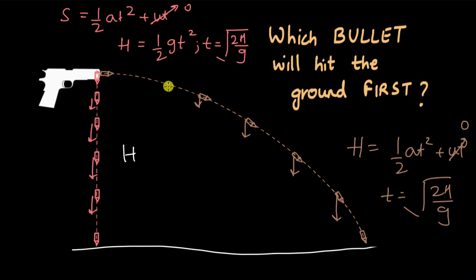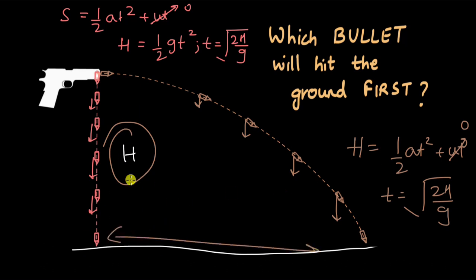And the time that it takes to reach the ground, the time that it takes to cover this height h, is only dependent on the vertical velocity. We are not looking at anything horizontal. We are only looking at how much time it takes for the bullet to complete this distance h. That is only dependent on the vertical component. Vertical distance is dependent on the vertical component, and that starts from 0 and increases because of g, just like the red bullet. So which bullet will hit the ground first? Both reach the ground at the same time.